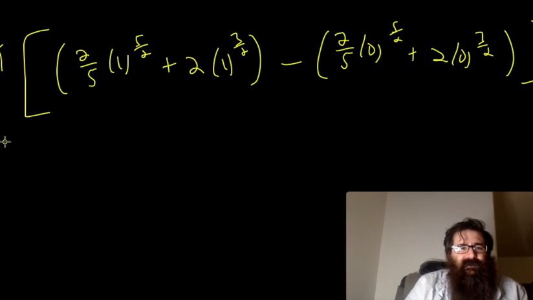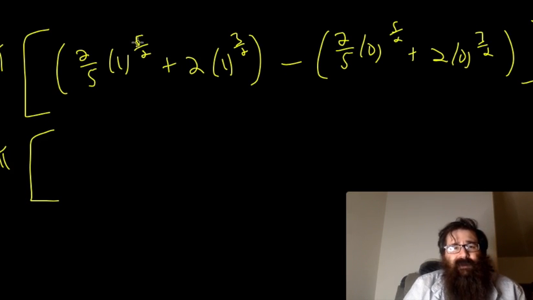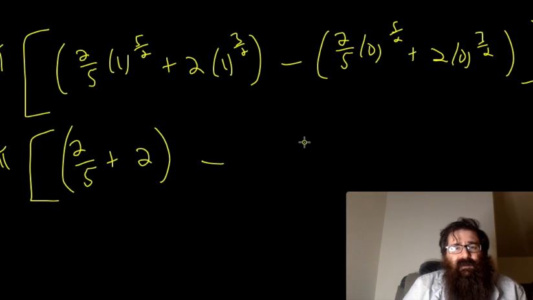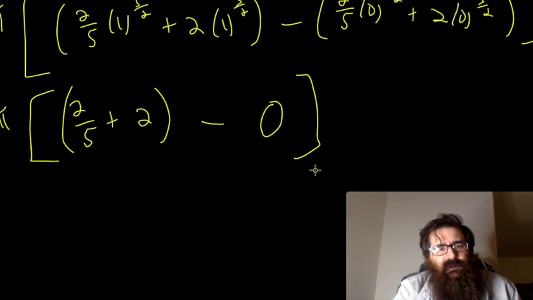And I can evaluate this. So 16 pi factored all the way out. 1 to the 5/2 is 1, so I have 2/5. Plus 1 to the 3/2 is 1, so then 2. And then minus 0 to the 5/2 is 0, 0 to the 3/2 is 0. 2/5 times 0 is 0, 2 times 0 is 0, so all of this is just 0 for the lower bound evaluation.